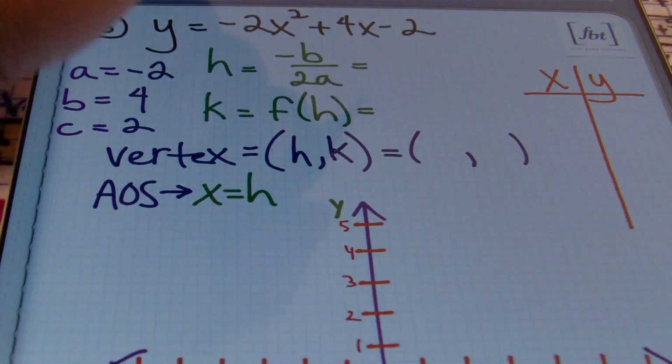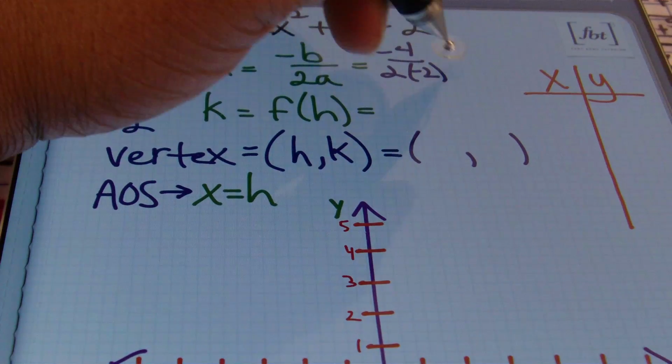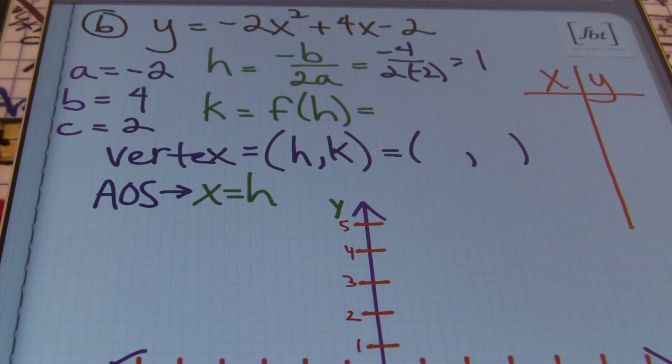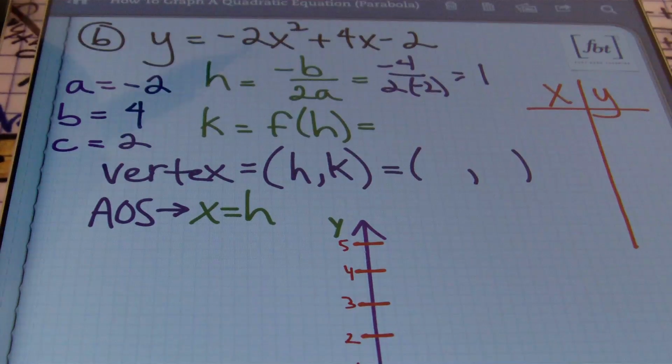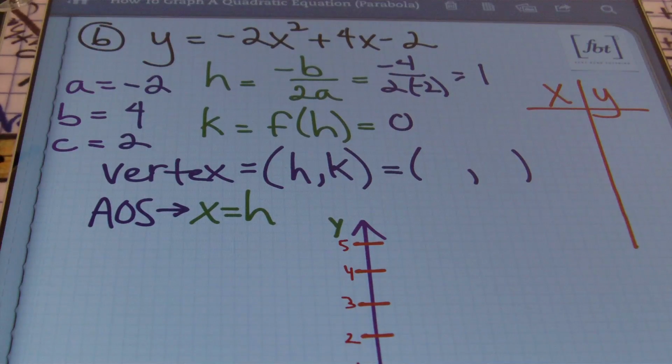So plugging in my values here, I'll have -4 divided by 2 times -2, and this is going to give me a +1 for my x value. All right, and remember, that's the x value of the vertex. From there, plugging in that 1 into the original function here, we can end up with the k value. So 1 squared is 1. 1 times -2 gives me -2. -2 plus 4 is going to be +2, and then 2 minus 2 is 0. So we end up with a k value that's 0.